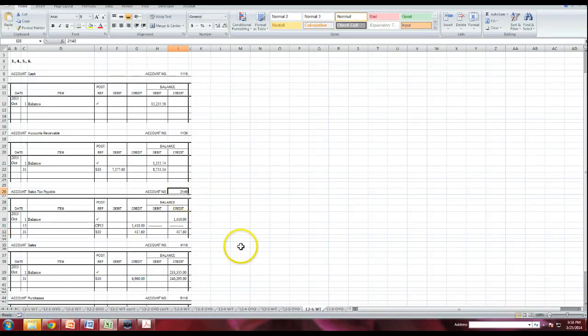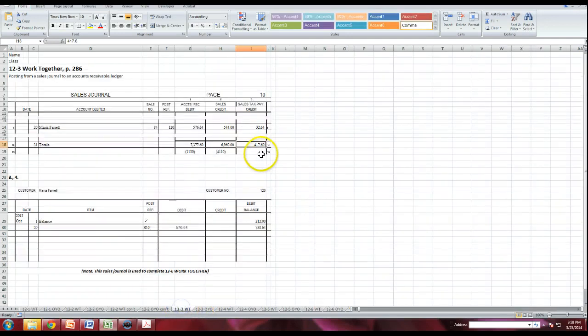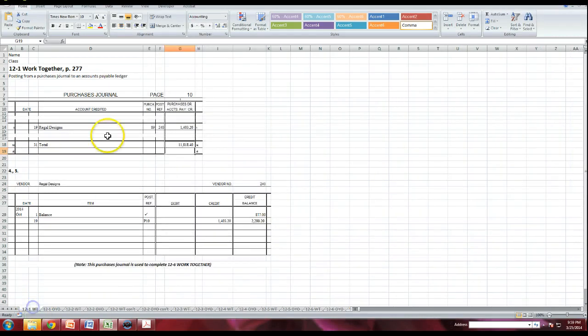Last step, account number is 2140. Back to sales journal. That account number in parentheses, 2140. Okay, so that is all of number 3, and we're going to move on to number 4. Number 4 tells us post the October 31 column total of the purchases journal. So I think purchases journal was 12-1. Sure enough, it is. Great.